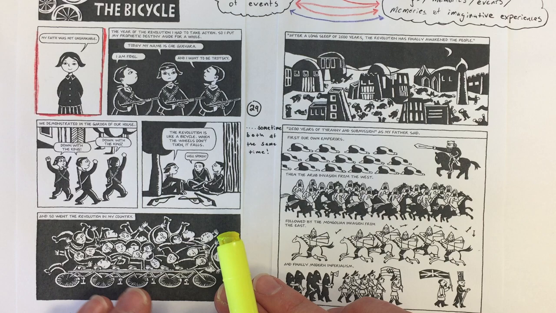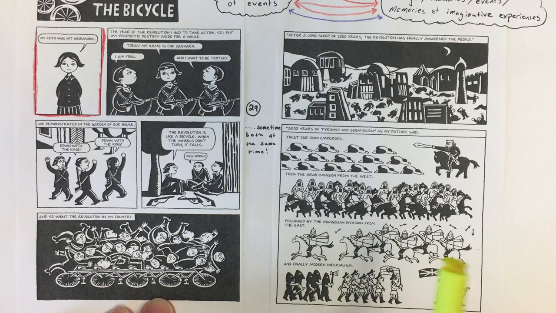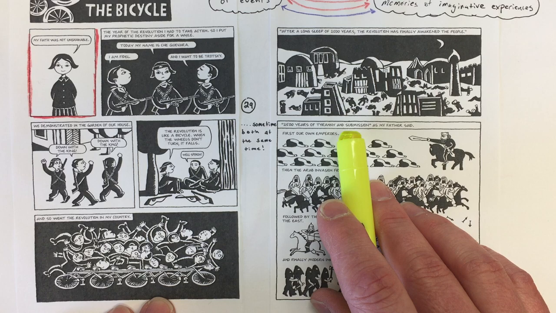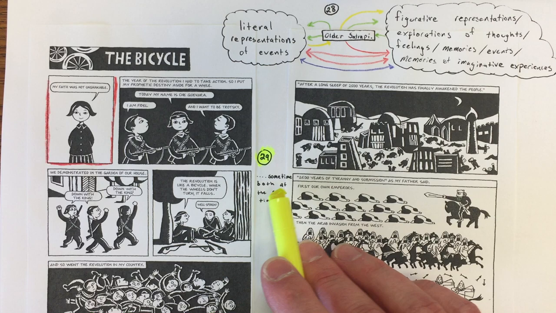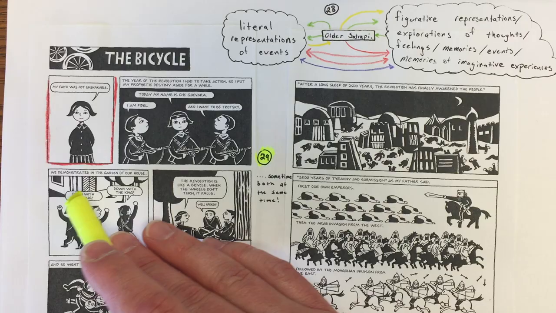And then here we have abstract representations of 2,500 years of history, but we also have at the same time, oh, this is important here, especially because it's so effective right here, we have literal, figurative, imaginative happening at the same time, because these are quotations from her father. My father said. These are her father's quotations that she is then transforming into these abstract visualizations, which is very effective.